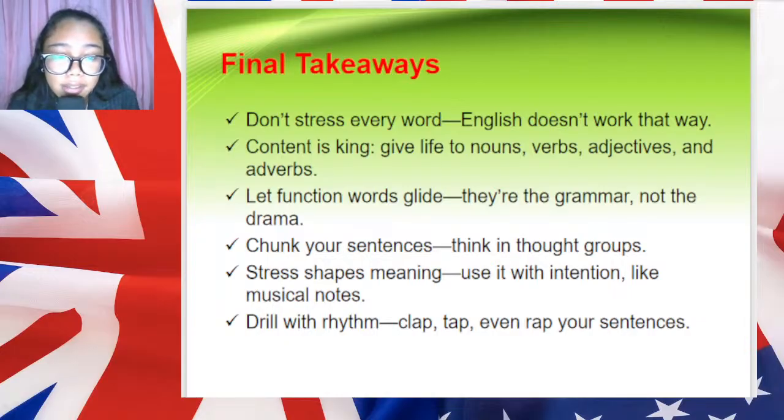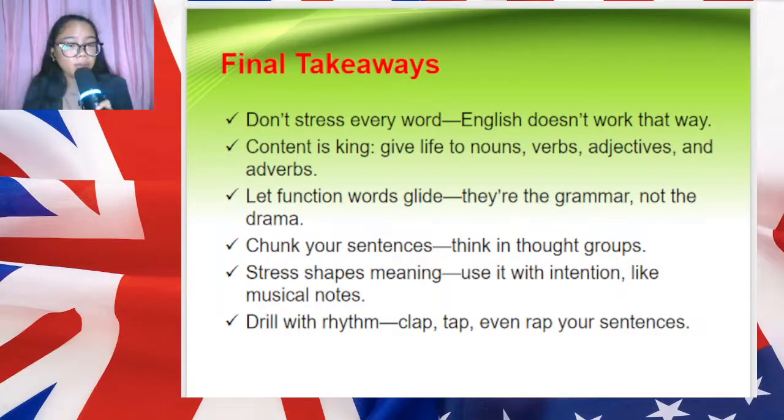Chunk your sentences, think in thought groups. So when native English speakers communicate, they don't simply string words together in an unbroken stream. Instead, they naturally break their sentences into smaller, manageable units of meaning known as thought groups or chunks. Okay, we've talked about that. Each of these chunks typically conveys a single complete idea or distinct piece of information, and it usually contains one primary stressed word that carries the most importance within that particular group.